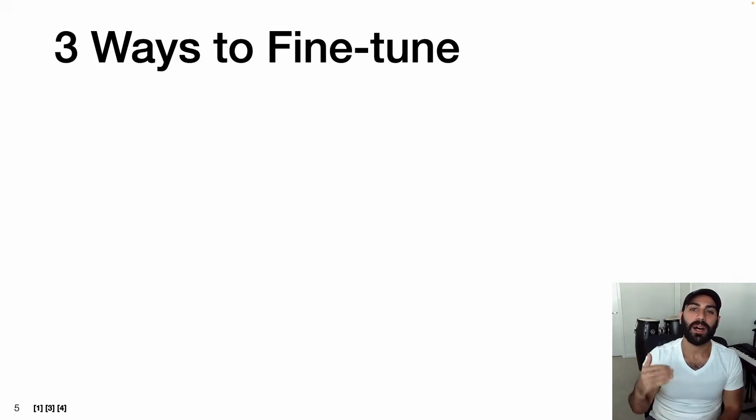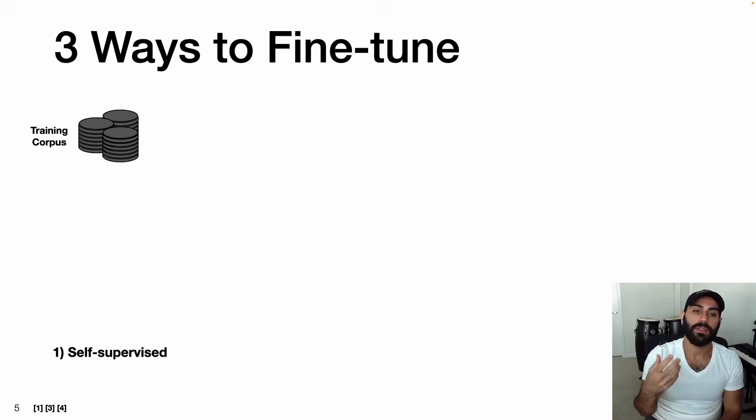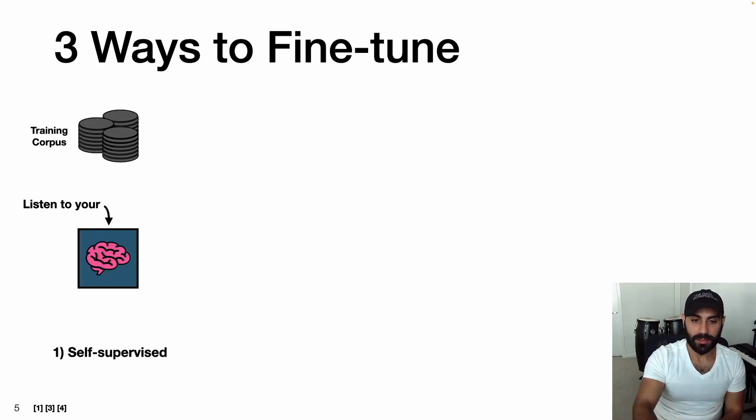Now that we have a better understanding of what fine-tuning is and why it's so great, let's look at 3 possible ways one can fine-tune an existing large language model. The first is via self-supervised learning. This is the same way these base models and foundation large language models are trained. So in other words, you get your training corpus of text and you train the model in a self-supervised way. In other words, you take a sequence of text like "listen to your", you feed it into the model, and you have it predict a completion.